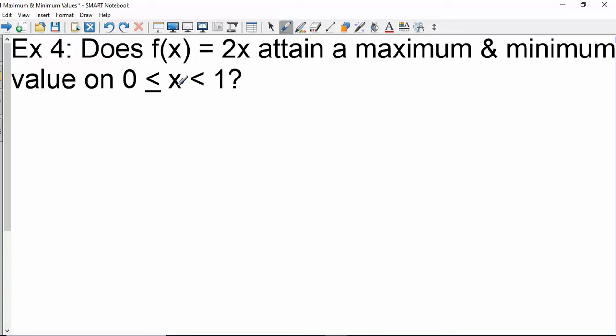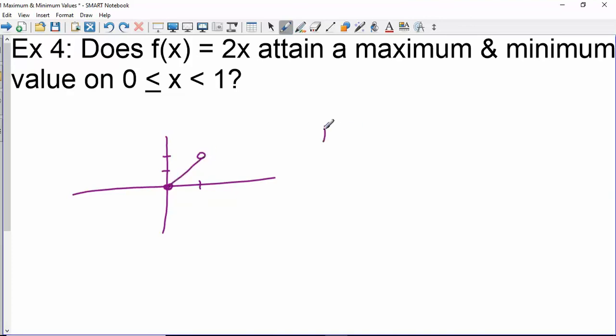Is 2x continuous? Yeah, it's a polynomial. And if we have a closed interval. What's wrong with this interval? It's open. It's open on one end. If you graph this, if you put in 0, 2 times 0 is just 0. This is just a line.